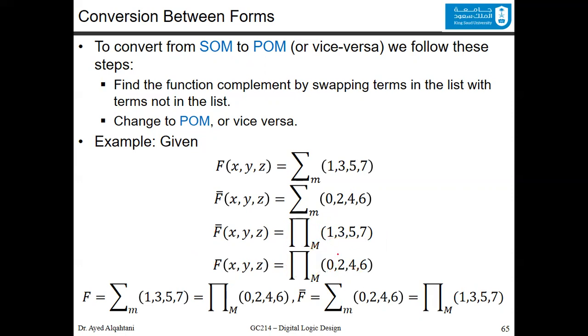You could also say that this and this are equal. So you can see this is the sum of minterms, and this is the product of max terms. Here are the 1, 3, 5, and 7. Here you have 0, 2, 4, 6, which are the indexes that are not listed. Similarly, here, they are equal. This is the sum of minterms. This is the product of max terms. If you are listing indexes here, the indexes here will be the ones that are not listed.